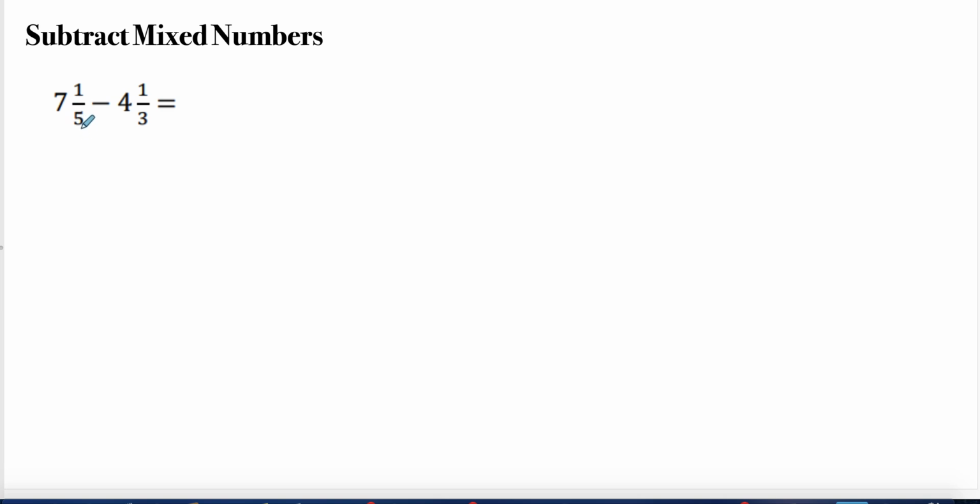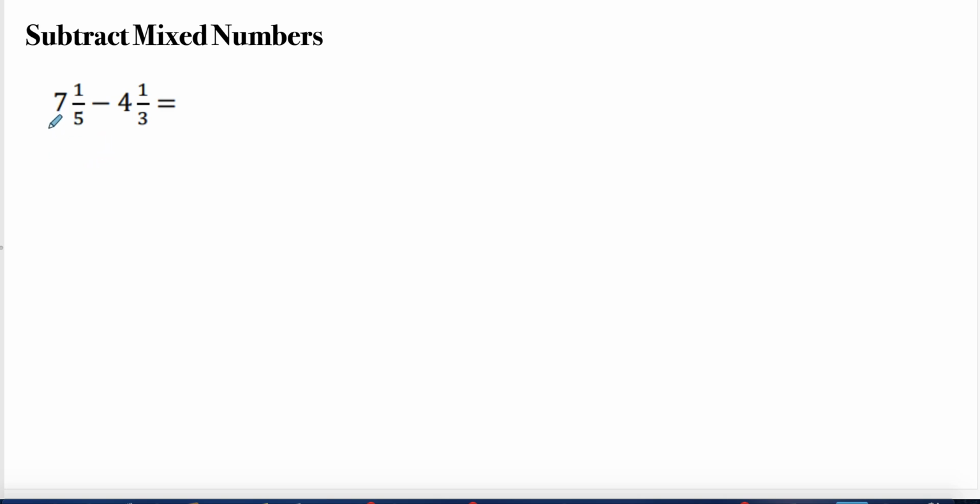If you are not able to just see right away that 1/5 is smaller than 1/3, use these strategies anyways for subtracting mixed numbers. It'll work regardless. So these are pretty safe bet strategies for subtracting mixed numbers. All right, let me show you how now.